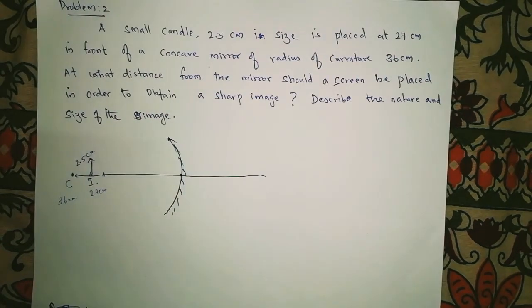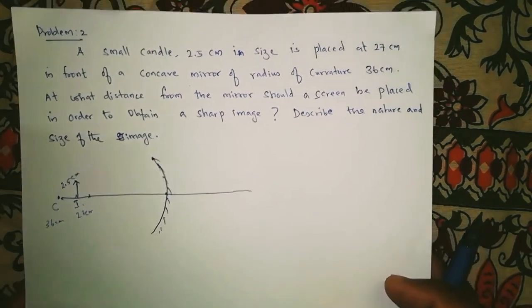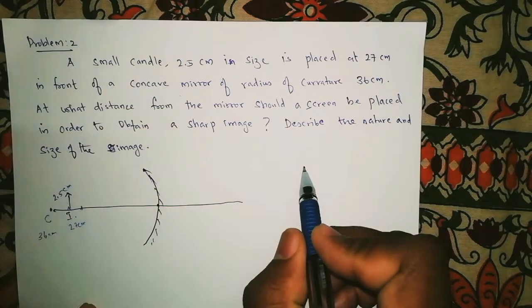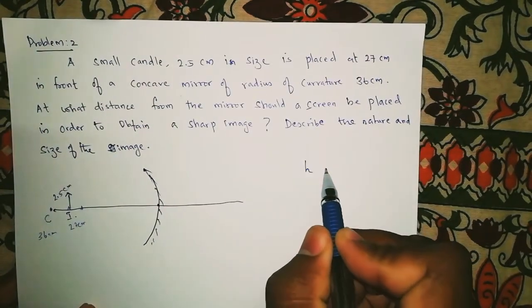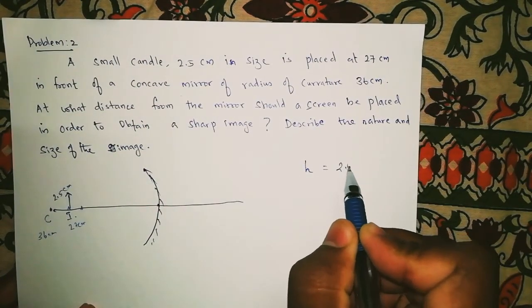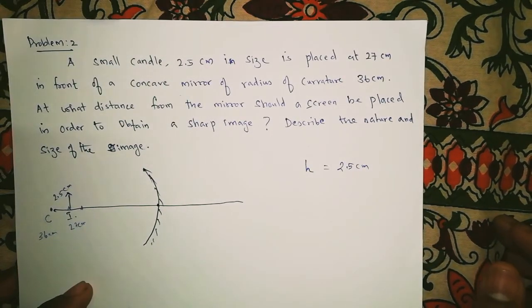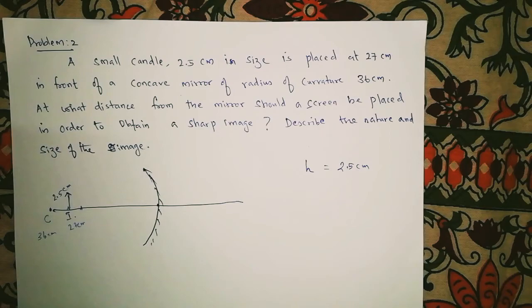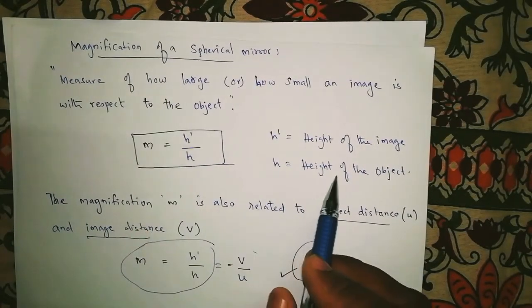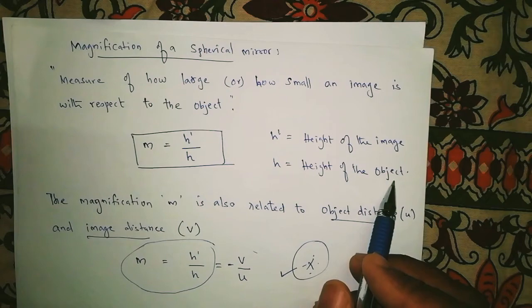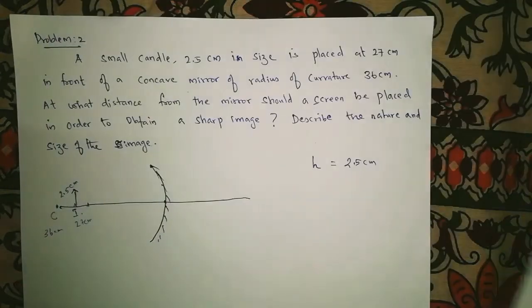Okay, so let's start. What are the things they have given? First we will write it down. They have given h equal to 2.5 centimeter. What is h? We have learned that a little before. h is nothing but the height of the object.